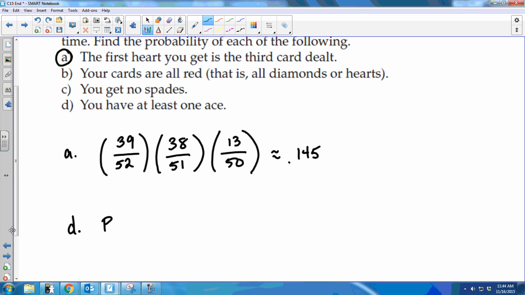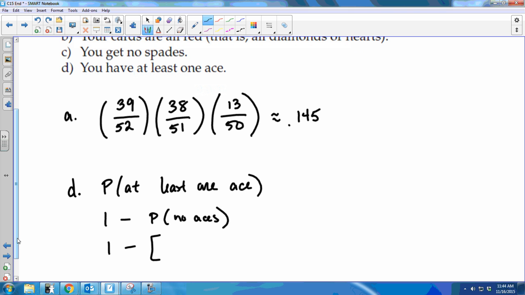On the last one, you have at least one ace. We talked about that the probability of at least one something means we should do the complement. So this is the same thing as 1 minus the probability of no aces. How many aces are there in the deck? 4. So how many cards are not aces? 48. So we have 1 minus 48 out of 52 times 47 out of 51 times 46 out of 50. And you want to make sure you multiply all those together before you subtract from 1.